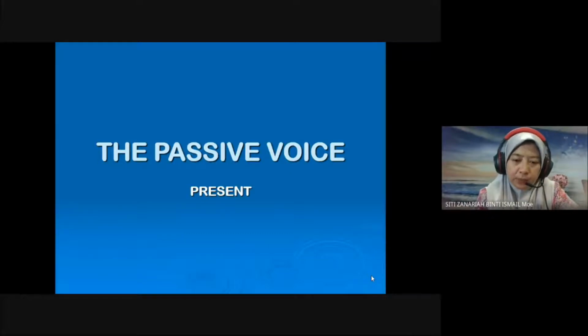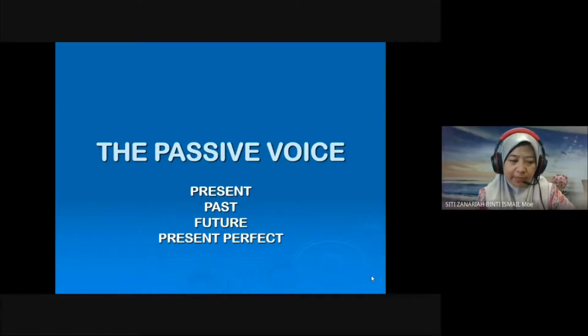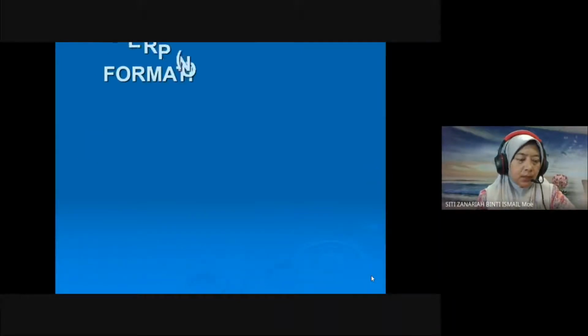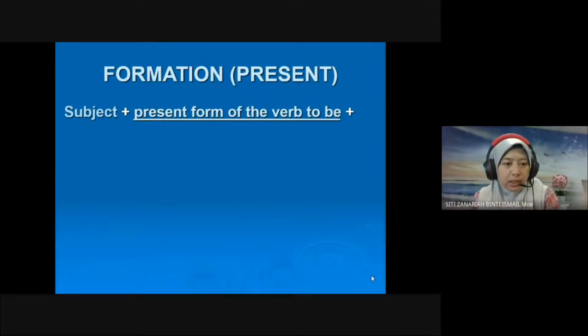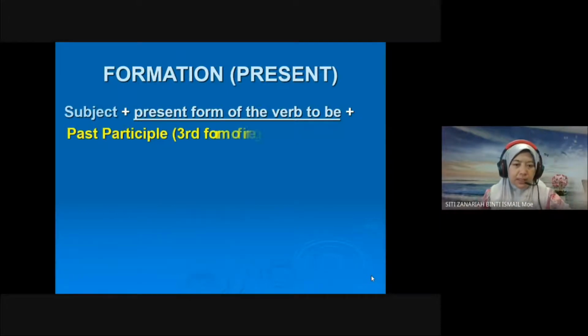It can be divided into present, past, future, and present perfect, as you have learned in the previous unit. Okay, the formation of present tense passive voice. Just to recall, for the present tense formation, you use the subject plus the present form of the verb to be, then plus the past participle. It is the third form of irregular verbs.